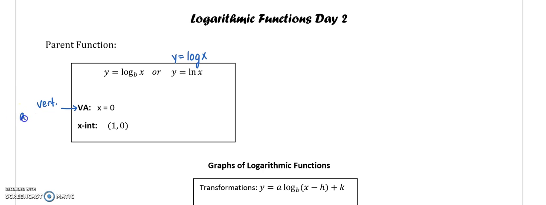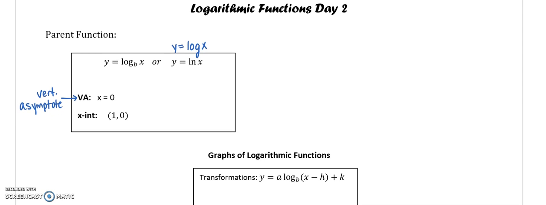I'm just going to write it out. Vertical asymptote of x equals 0. Every parent function has it. And it also always has an x-intercept of (1, 0). Now obviously this is pre-transformations. So transformations can change these things. But we at least always know where to start before we transform.